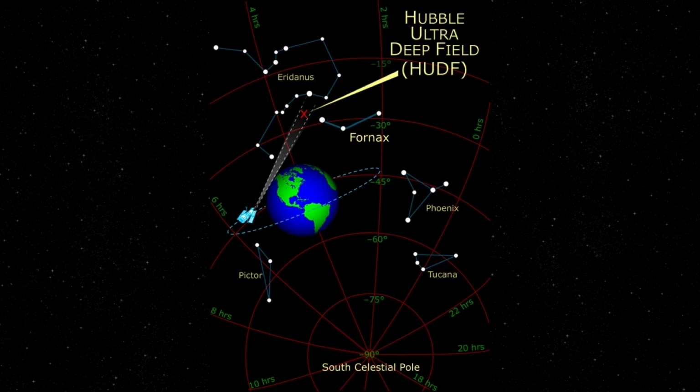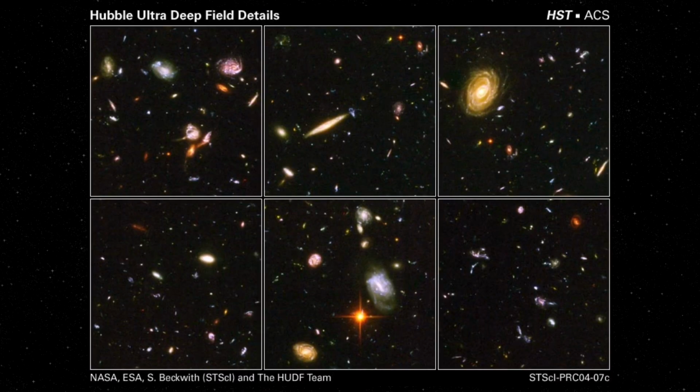So the Hubble Ultra Deep Field is actually in the northern constellations. Actually, no, this is the Hubble Ultra Deep Field south. It looks in the exact opposite direction. And we're looking in the area of Eridanus in the constellation Fornax. So there are many details in the Hubble Ultra Deep Field that show the evolution and state of galaxies.